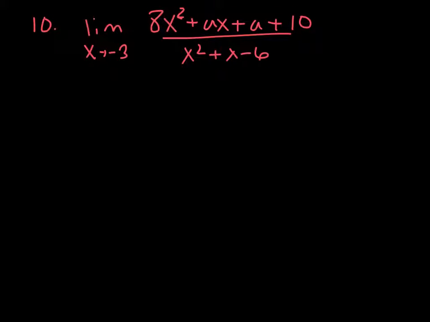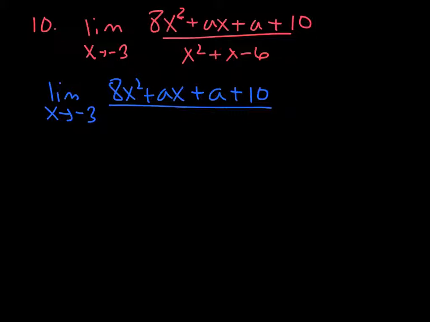Alright, for number 10, we're trying to figure out if there's a value of a such that this limit exists. To see this a little bit better, let's factor out the bottom. So we get the limit as x approaches negative 3 of 8x squared plus ax, we're just leaving the top alone, plus a plus 10. And on the bottom we have x plus 3 and x minus 2.